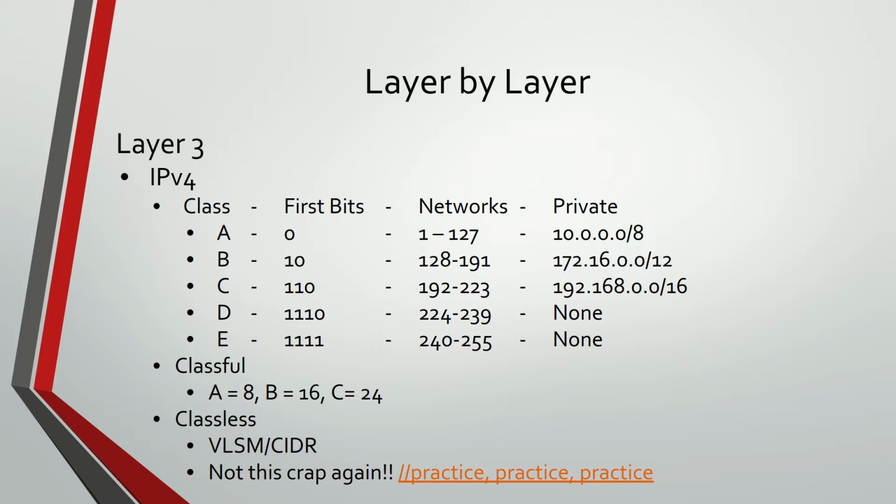The first bits on a class B are 10, so therefore that's going to be networks 128 through 191. There's no other way. If that's the pattern, the first two bits are going to be 1 and 0. There's no way to get to any other IP. So the first octet is going to be 128 to 191.